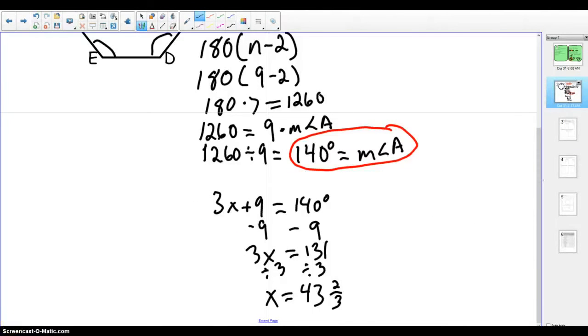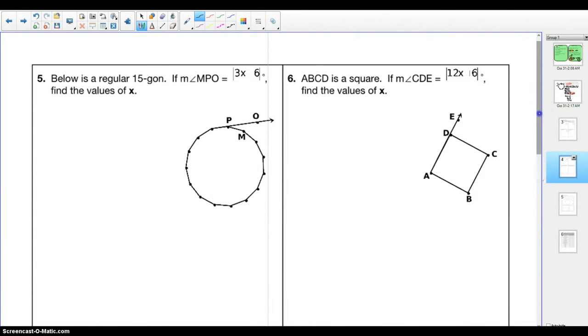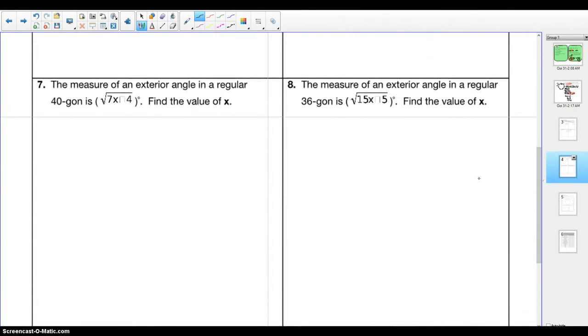From here, we're going to take a look at the last problem of the worksheet from yesterday. In number 8, we are given that the measure of an exterior angle in a regular 36-gon is the square root of 15x plus 5. And we need to find the value of x. So we're given one exterior angle and a value for it. Let's call that angle angle A.